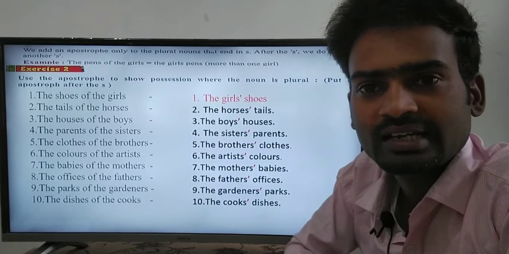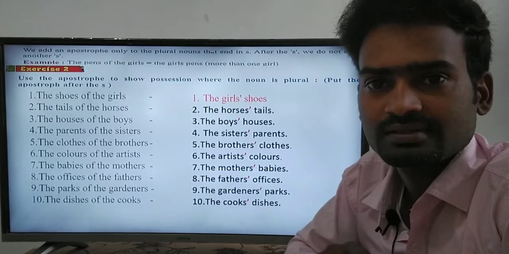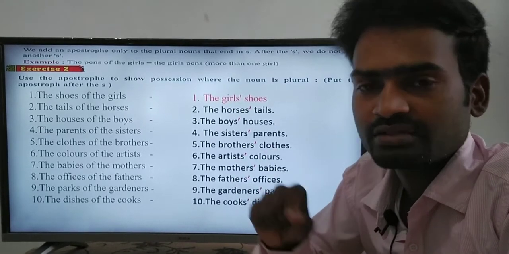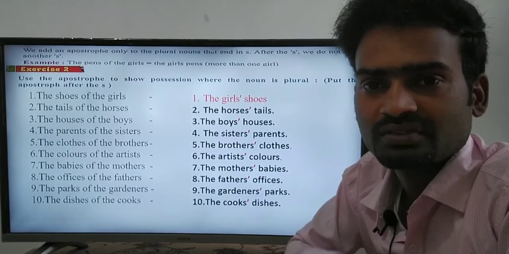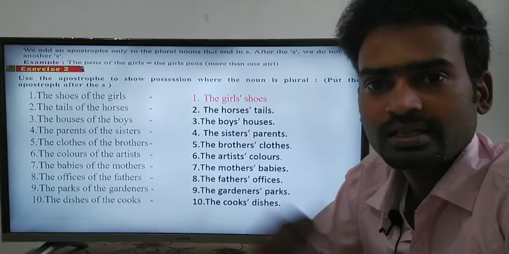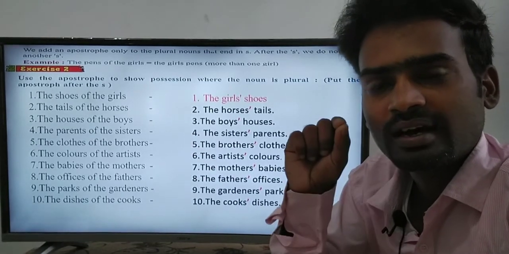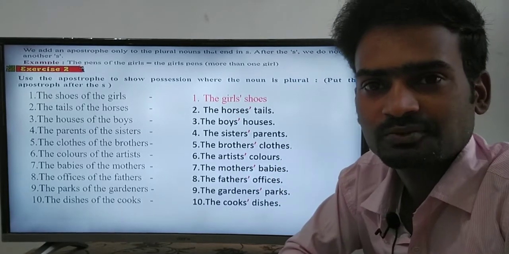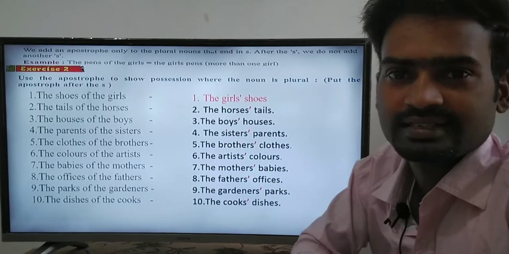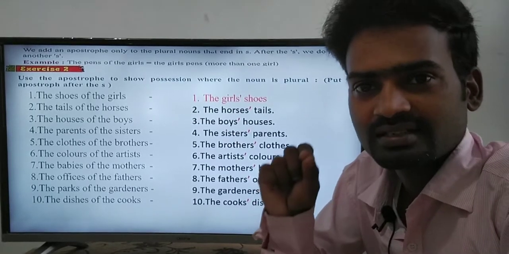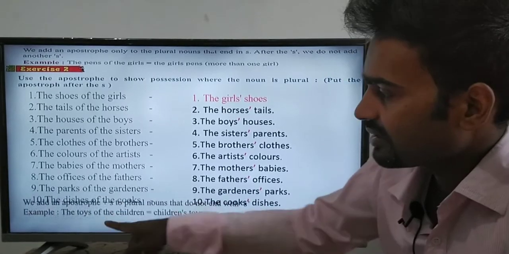So we should add another s here. We have to add only an apostrophe after that. Simple. Remember, only keep that in your mind. In singular form, we add s and then apostrophe. In plural form, we don't add s. We add only an apostrophe after the s. Why? Because these plural nouns already end in s. Keep that in your mind. Clear? Let's continue. See examples.